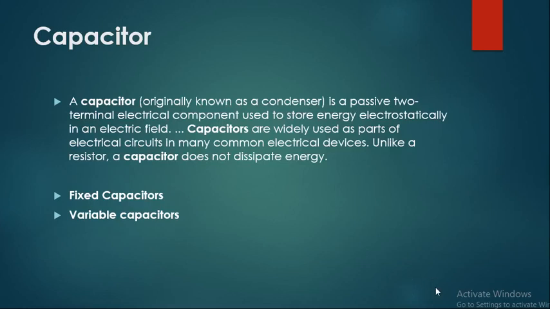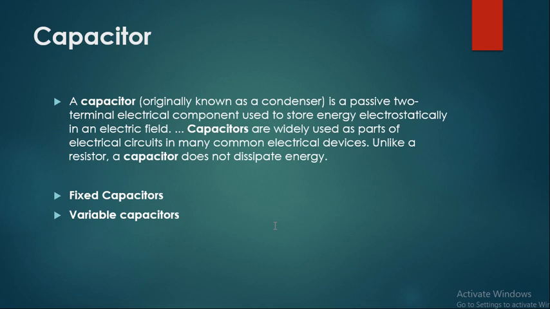Good morning, students. Today we are going to start with the next topic of this unit, that is capacitor. In the previous lecture we studied the electronic components, where we studied two categories: active components and passive components. After that we started with the resistor and types of resistors, where we studied two categories: variable resistors and fixed resistors. Now we have to start with the next topic, that is capacitor.